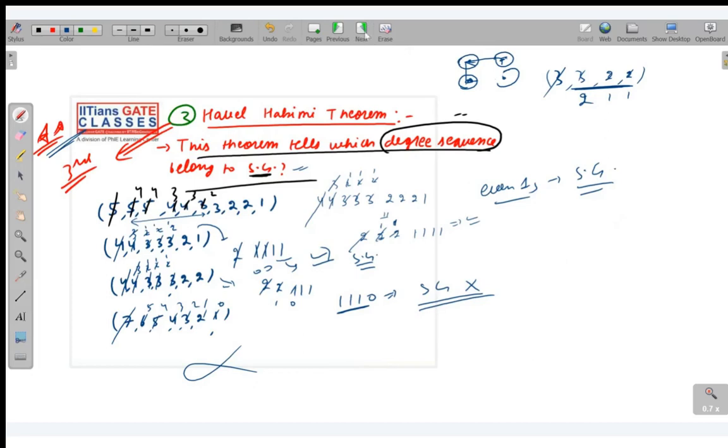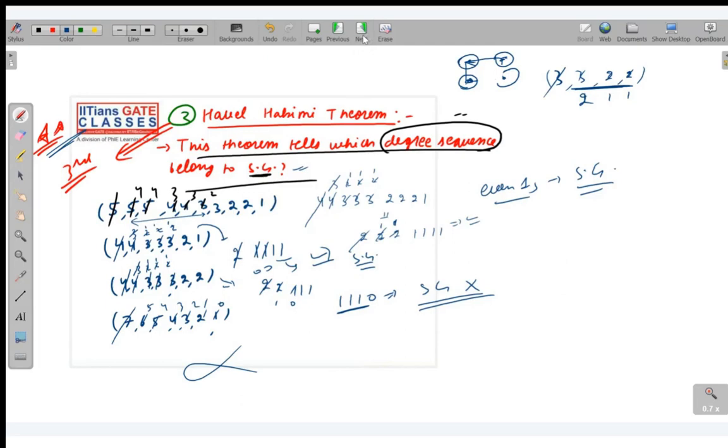They won't give in the question that it is from the Havel-Hakimi theorem or something. No. They will simply say, this is a degree sequence. Does this belong to a simple graph or not? Or which of the following degree sequences belong to a simple graph? They will say it like this. I will jump to the next slide.